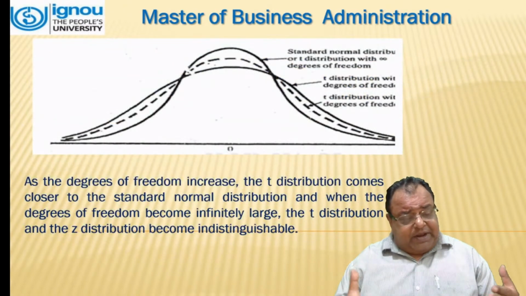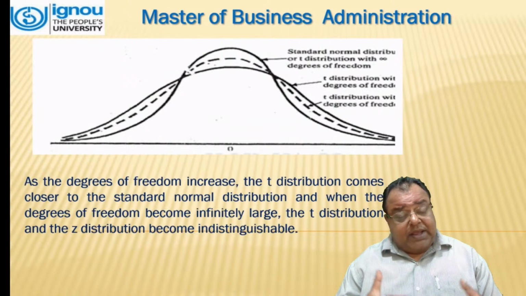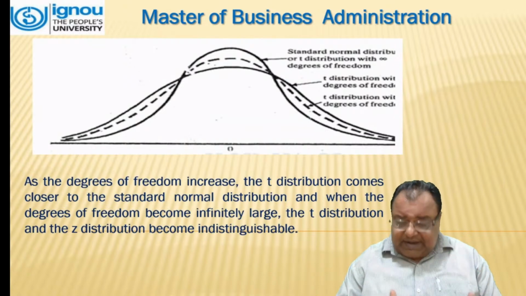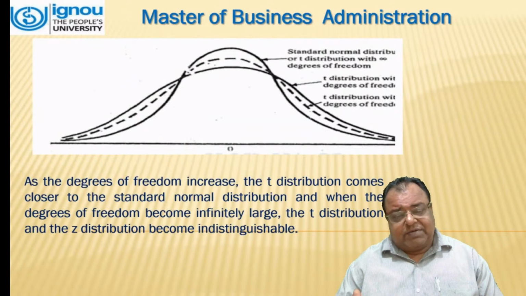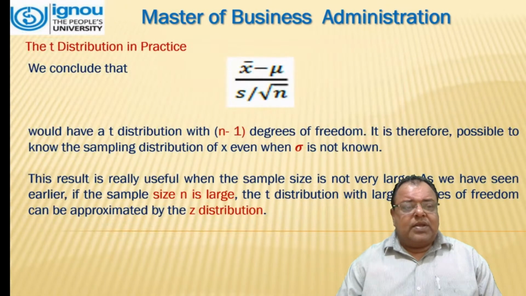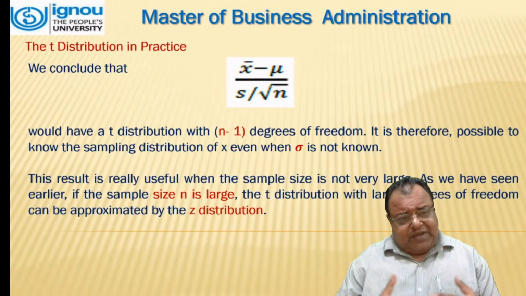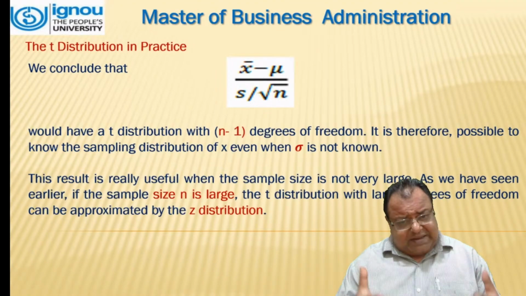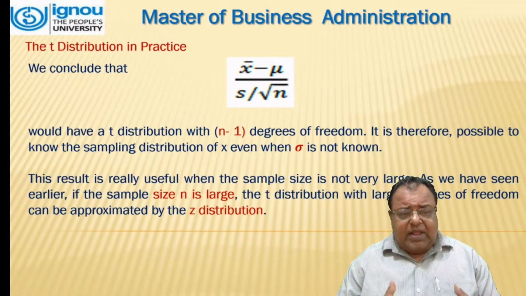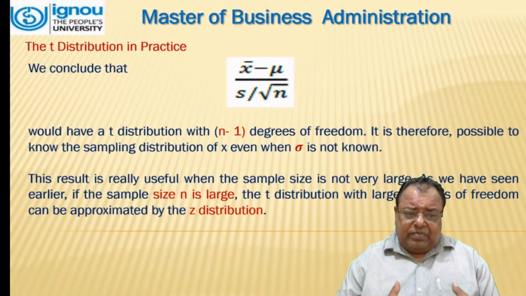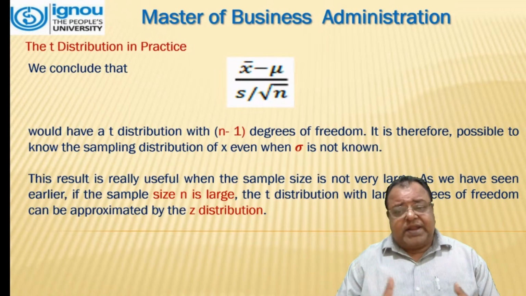As the degree of freedom increases, the t distribution comes closer to the standard normal variable, and when the degree of freedom becomes infinitely large, the t distribution and the z distribution become indistinguishable. That means it is converted into a normal variable. In practice, we conclude that x bar minus mu upon s upon under root n is applicable as a t distribution with n minus 1 degrees of freedom.